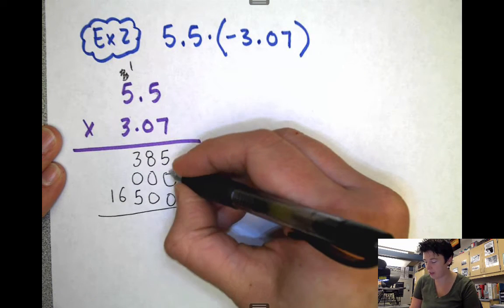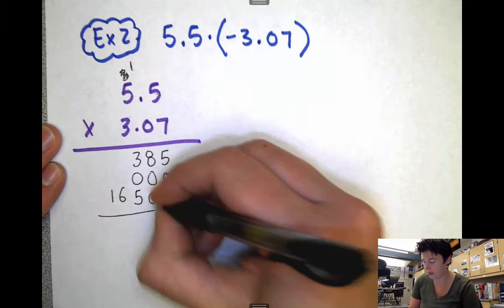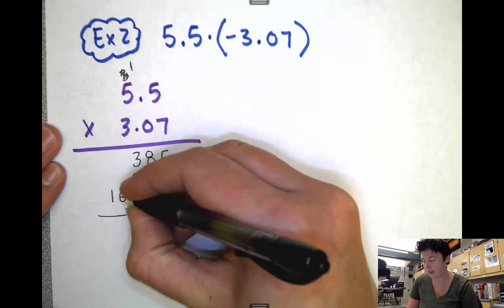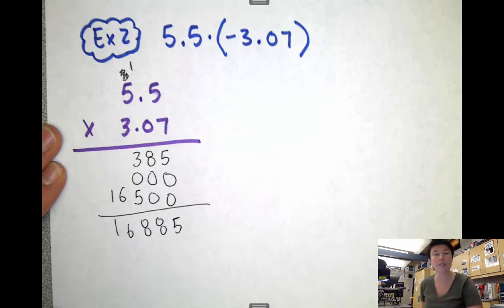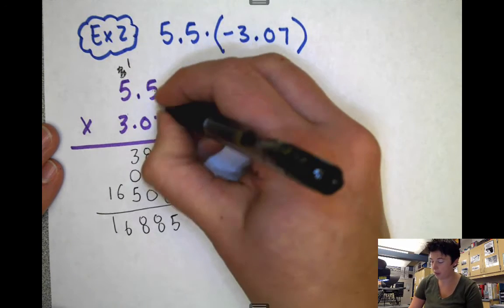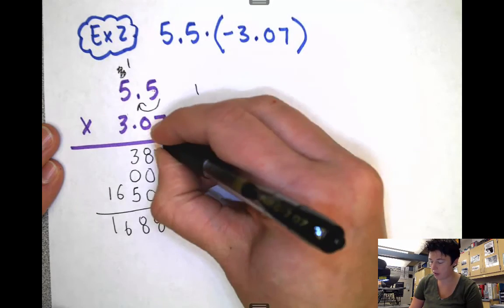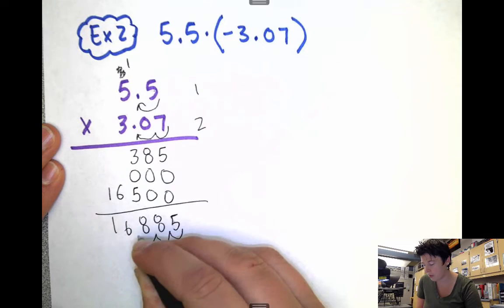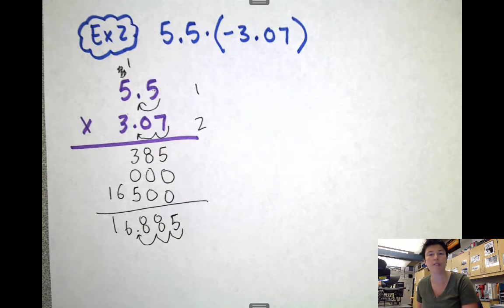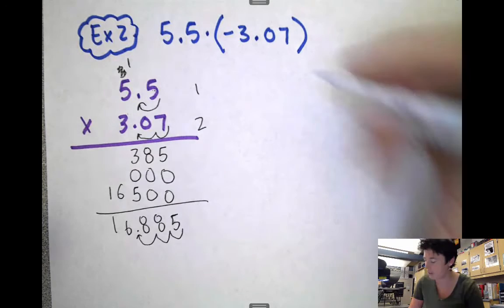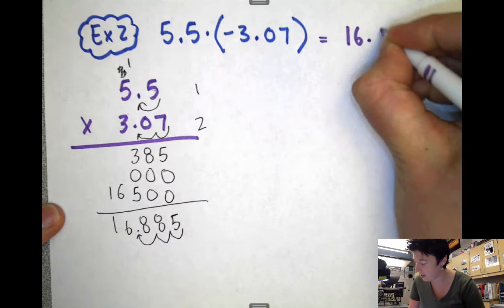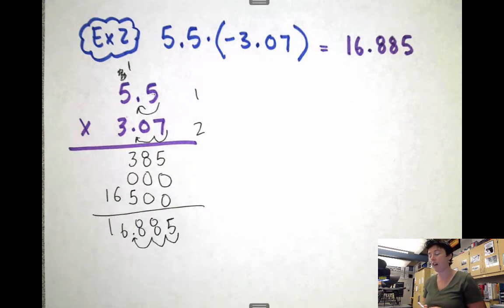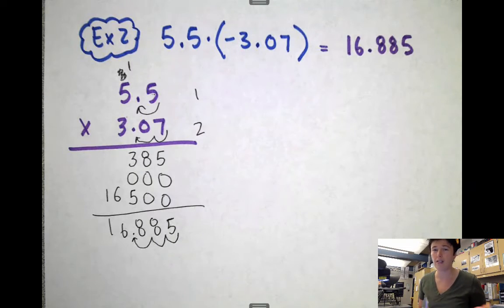So 5 plus 0, 0 is 5. 8, 0, 0 is 8. 3 plus 0 plus 5, 3 plus 5 is 8. And then I have a 6 and a 1. Now the decimal point is 1 place over here, that's 1 place, and 2 places over here. So 1 and 2 make 3. 1, 2, 3 places down here. So I'm expecting my answer to be 16.885. I think I said that wrong a second ago. 16.885.